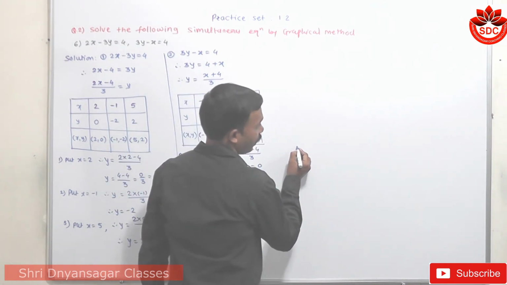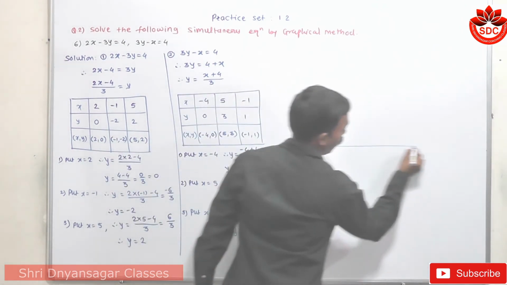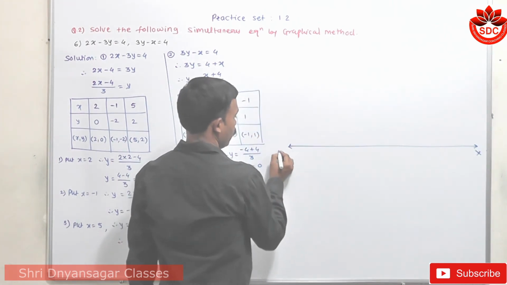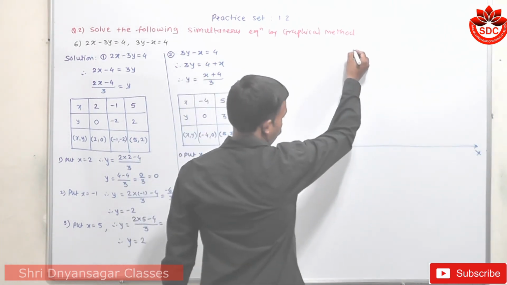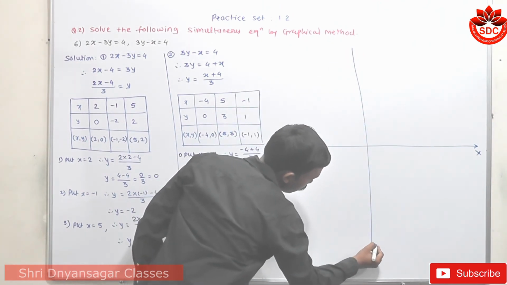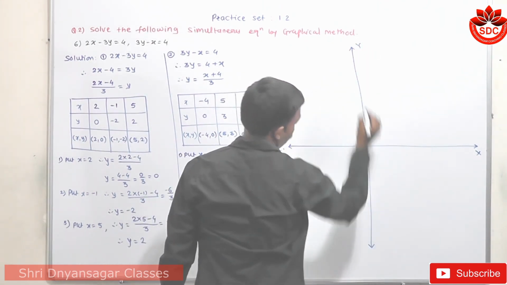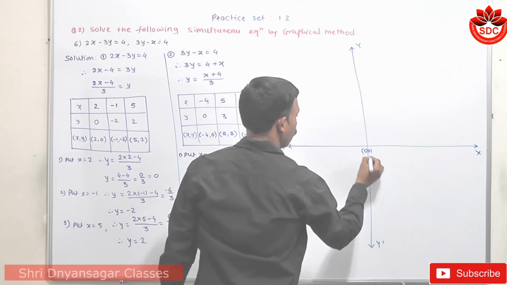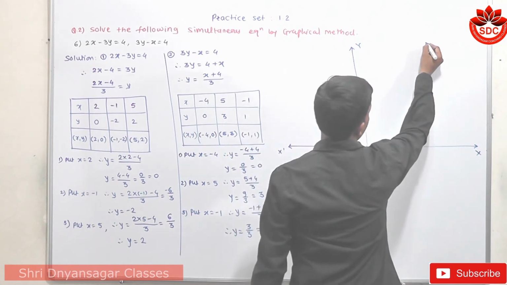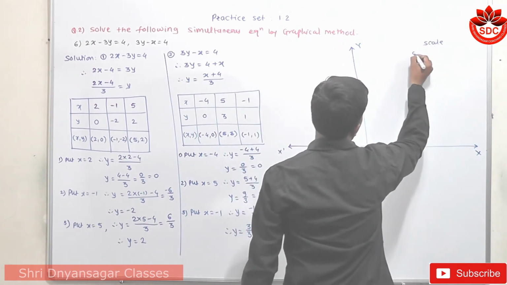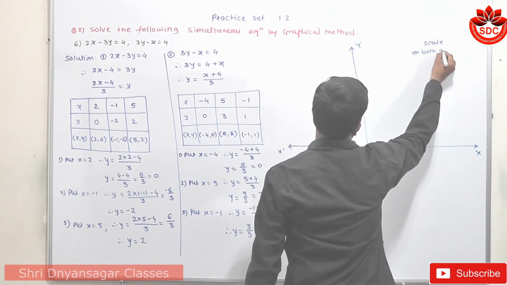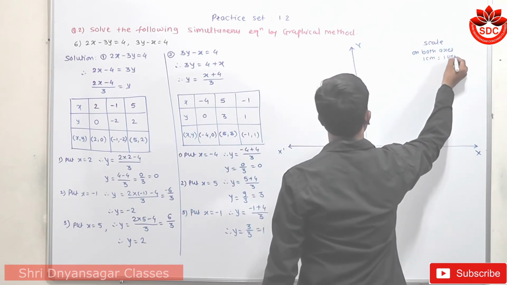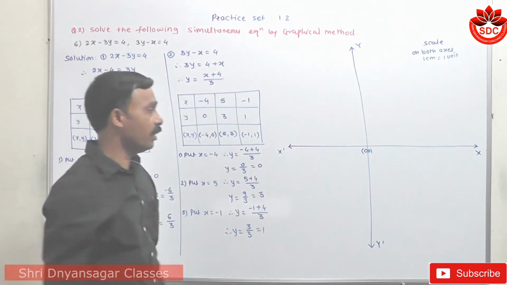Now suppose that this is our x-axis, this is x dash. Suppose this is the y-axis, here is y dash, and the origin is 0, 0. Now always take the right scale on both axes. 1 centimeter is equal to 1 unit. Student, always use this scale here.